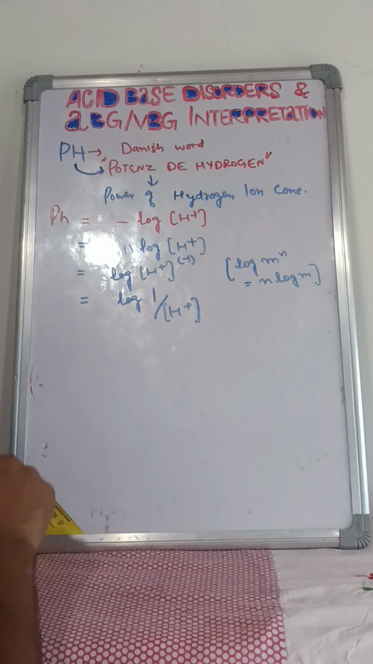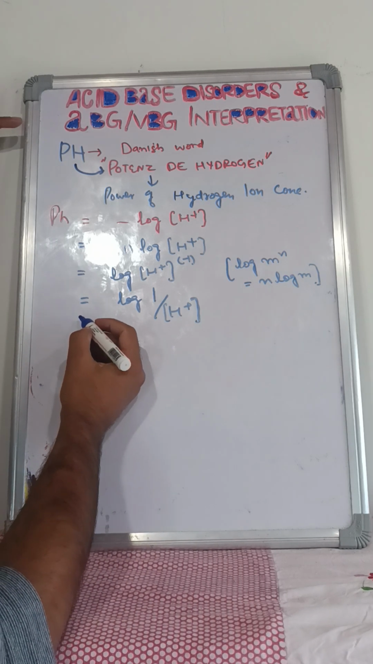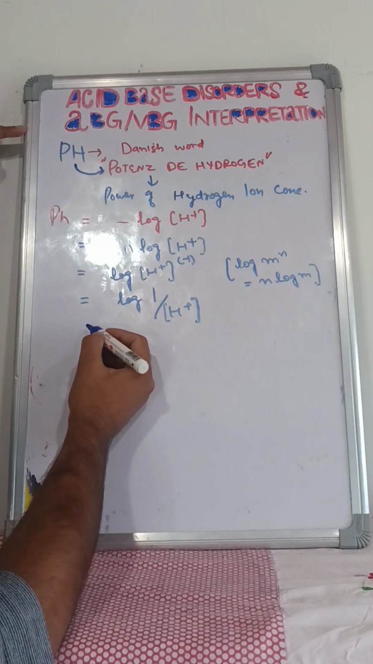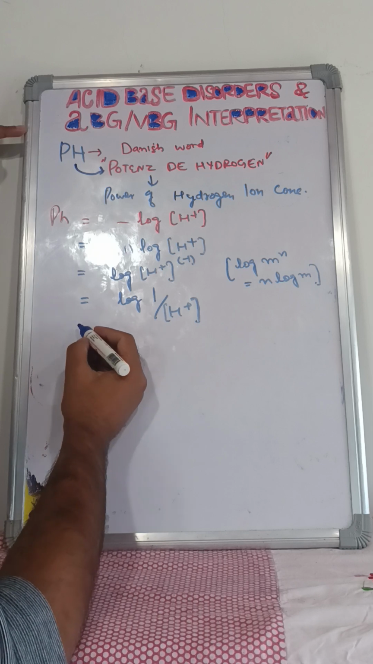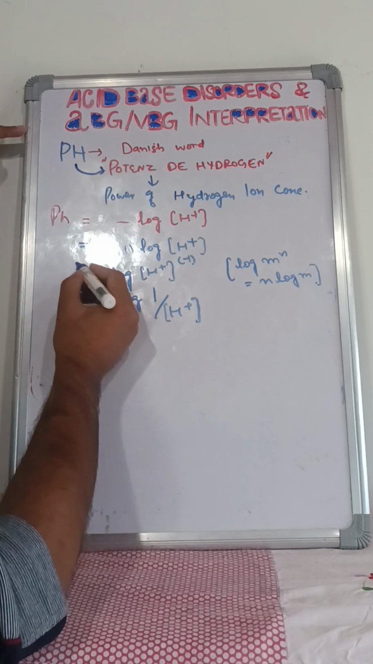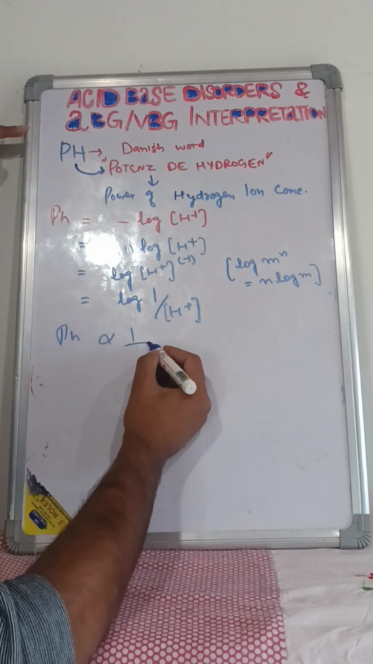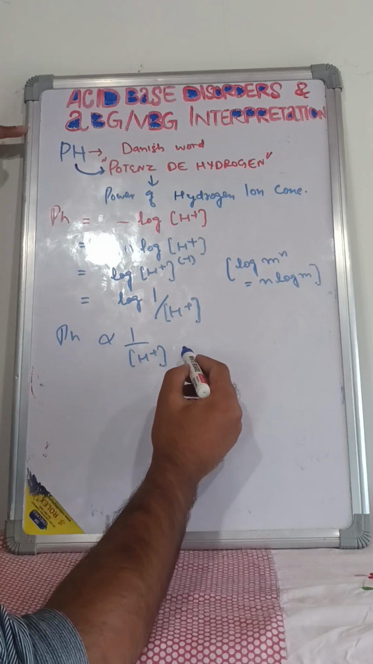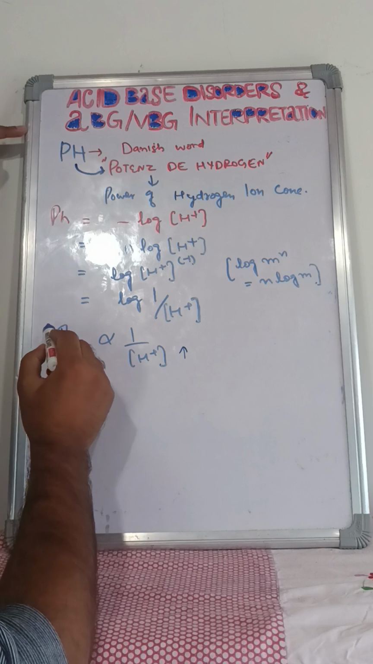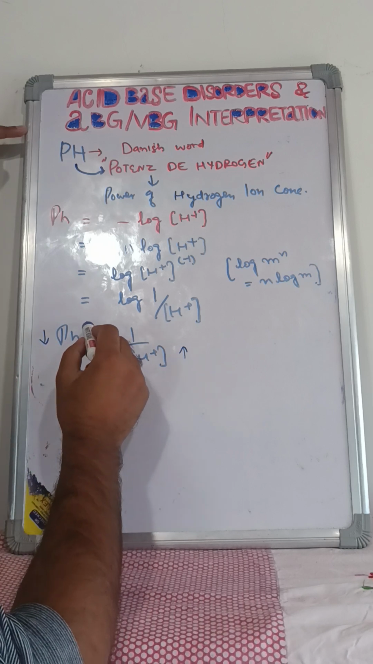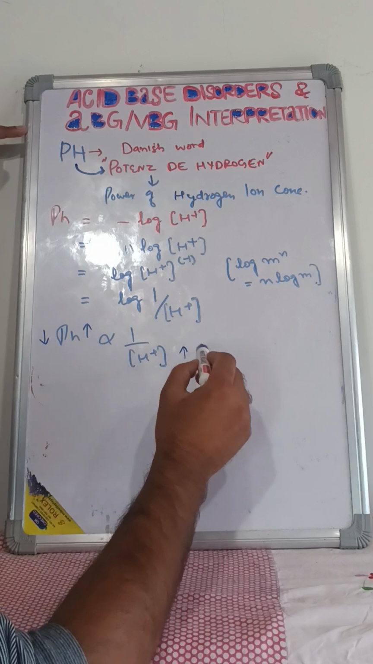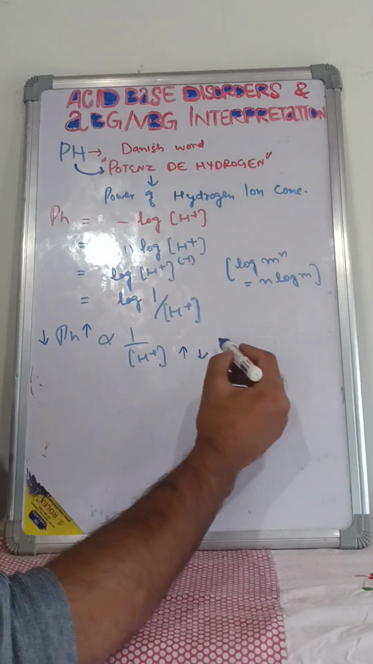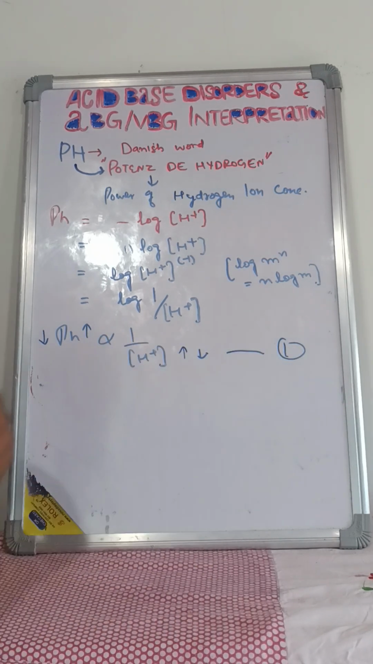So in short, we know pH is inversely proportional to the H positive ion concentration. That means more the H positive ion concentration, lesser is the pH. More the pH, lesser is the H positive ion concentration. You remember this equation, pH is inversely proportional to H positive ion concentration.